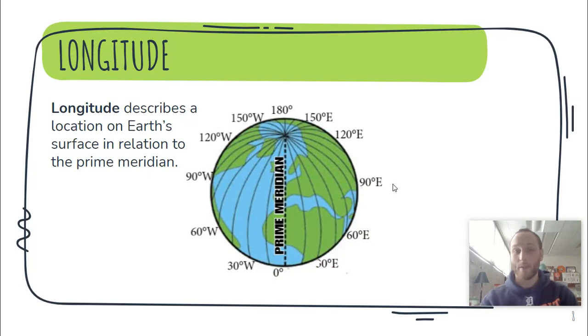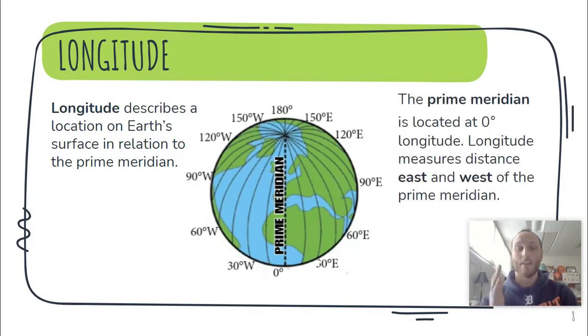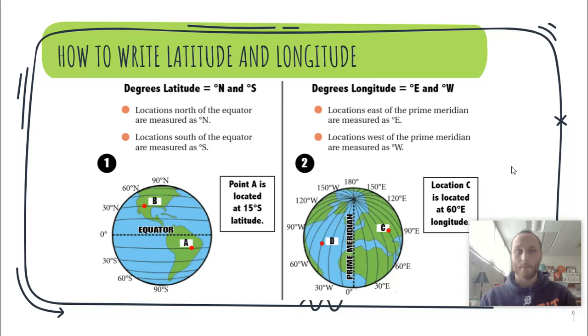Longitude works the opposite way. So the prime meridian now is our middle line, and the prime meridian is 0 degrees longitude. So then when we're working from the prime meridian, you are either going to go west or east of the prime meridian in relation to it. So longitude describes locations on Earth's surface in relation to the prime meridian. So I'm either going to work my way east this way, or I'm going to work my way west from the prime meridian that way. And that is how I determine longitude. So longitude lines measure distance east and west of the prime meridian.